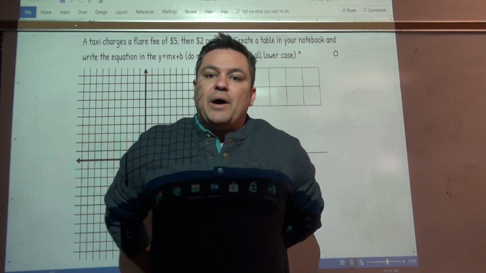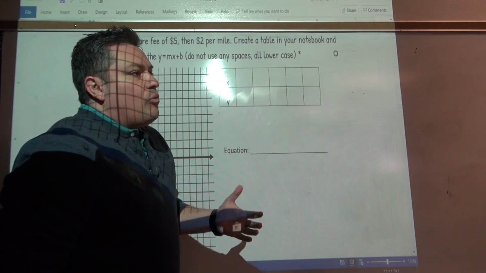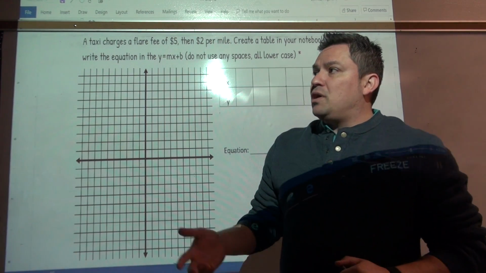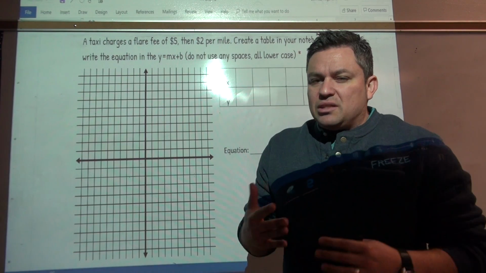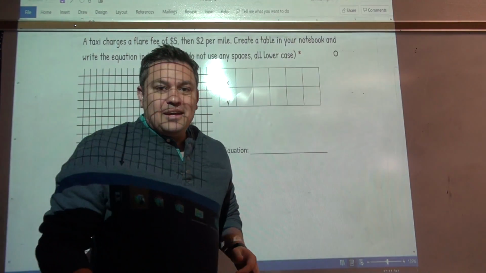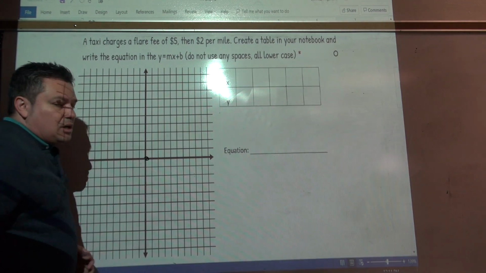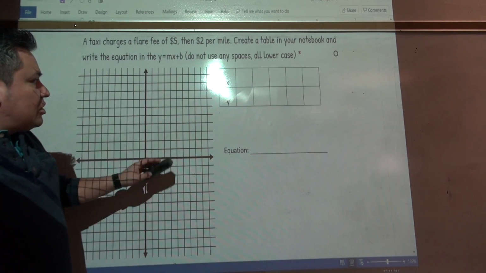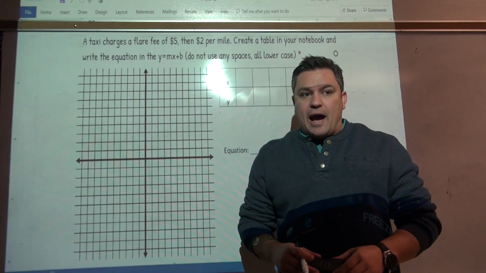Today we're going to talk about linear relationships and graphs. Like in some of the previous videos, we talked about constant rate of change and proportional relationships. This is about the same thing, but now the line doesn't have to go through the origin. So we're going to be able to write an equation from a word problem, create a table, and plot those points into a graph.